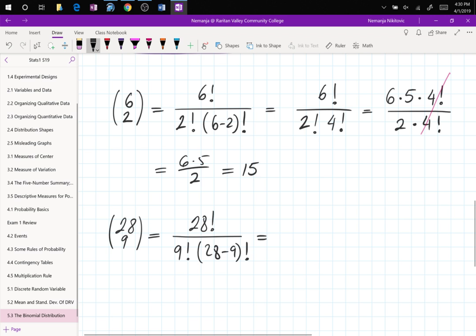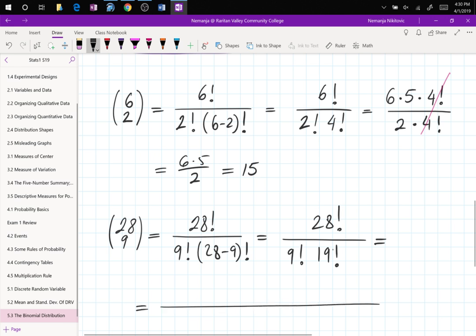So you have to do what we call peeling, right? On top you have 28 factorial, at the bottom you have 9 factorial and 19 factorial. These calculations, this is where fractions absolutely save our lives, because fractions cancel. They are our best friends forever.